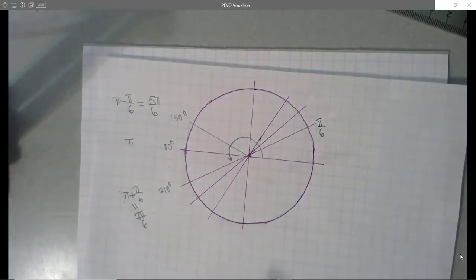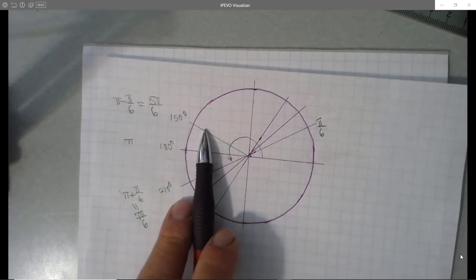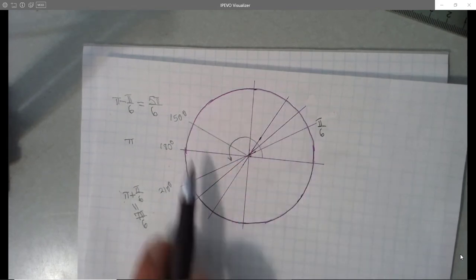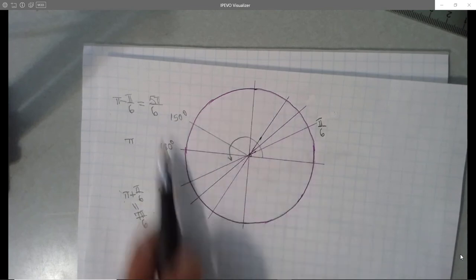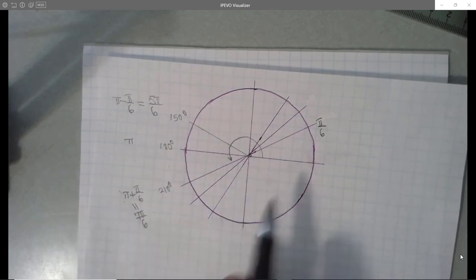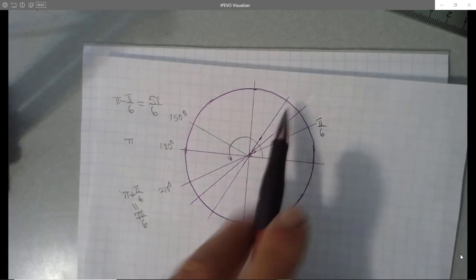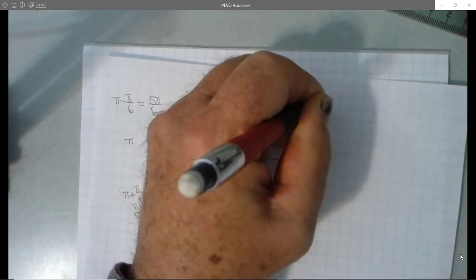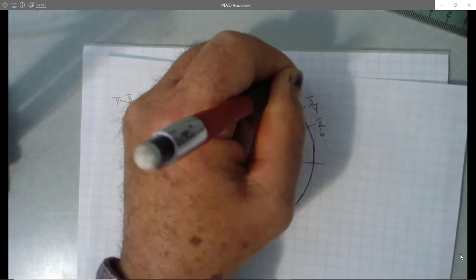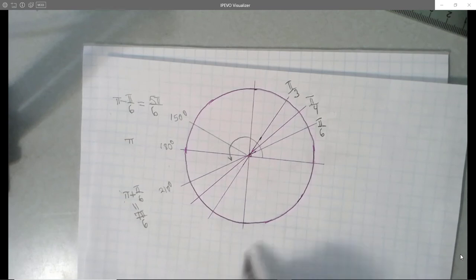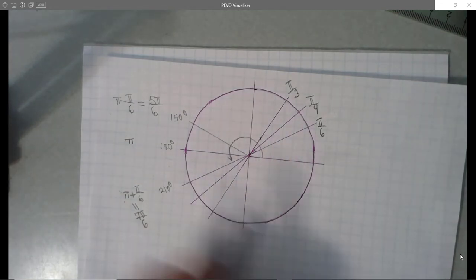What I'm doing is just exactly what I suggested. I sort of know my standard stopping points at the different quadrants here, and then I add or subtract pi over 6, pi over 4, or pi over 3 in order to find any of these important angles all the way around the circle.